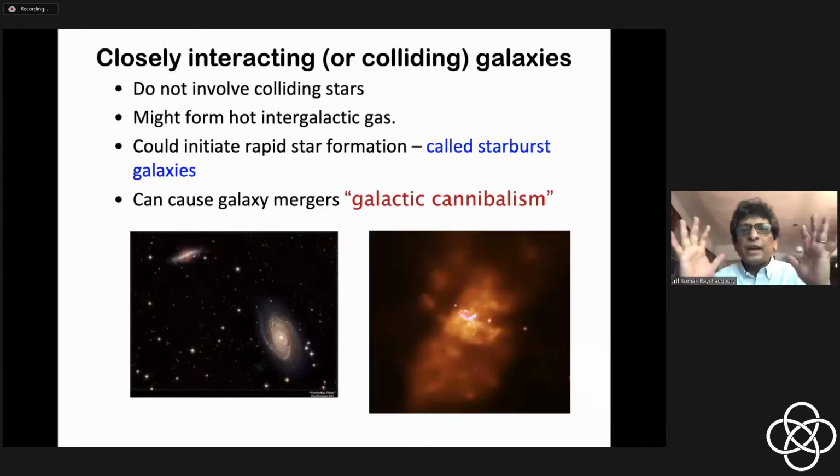In closely interacting galaxies, as I told you, the stars themselves don't collide because they are very tiny compared to the distance between them. So very few stars will collide as the galaxies collide, but the various features you see are because of the gas colliding, and actually the gas colliding could cause rapid star formation. There are very interesting examples where in interacting galaxies, star formation rates are very high.